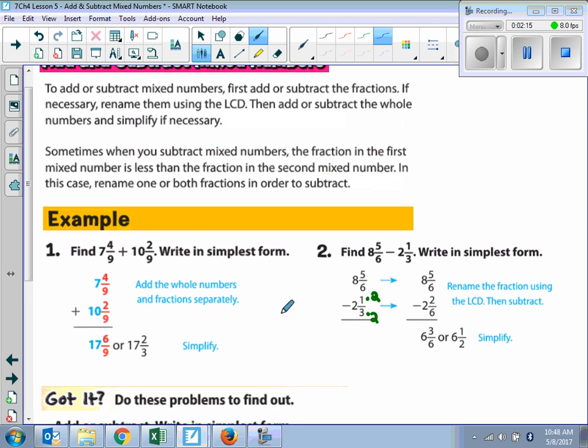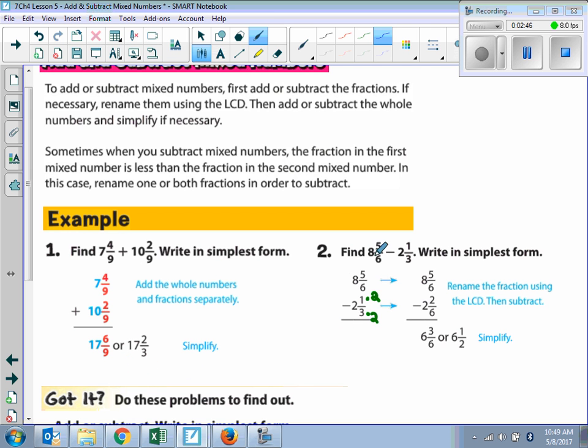In examples 1 and 2, we have 7 and 4/9 plus 10 and 2/9. Once again, we're going to add the whole number parts: 7 plus 10 is 17. Then we add the fractional parts: 4/9 plus 2/9 is 6/9. The 6/9 you can simplify by dividing the numerator and the denominator by 3, and we end up with 17 and 2/3.